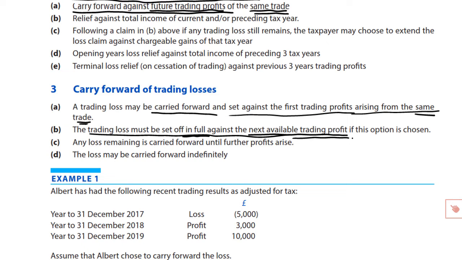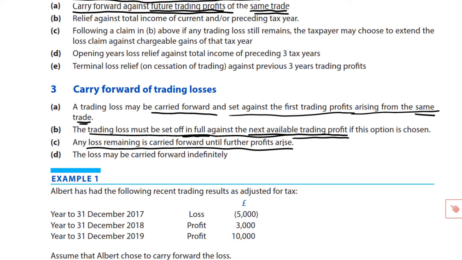then any loss that is carried forward has one future home. It will automatically be set against the next available future trading profit of the same trade. So it's very specific. It is only one thing in the future that this loss will go against: future trading profits of the same trade. If, of course, we're able to use some but not all of that loss in, say, the next year or the year after that, then any loss that still remains after such a use continues to be carried forward until further profits arise. It will automatically go against the next available future trading profits.